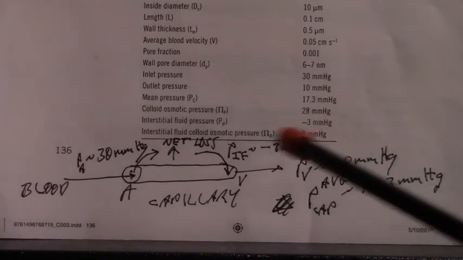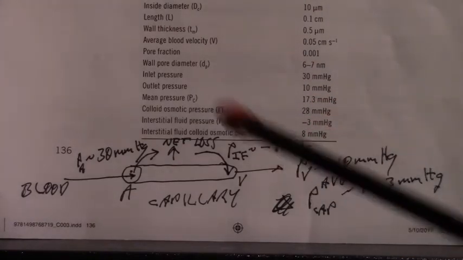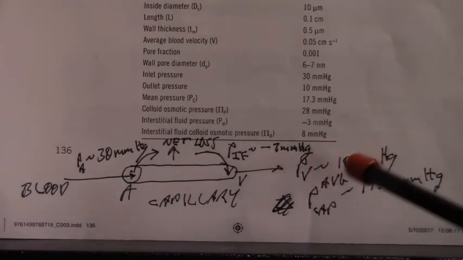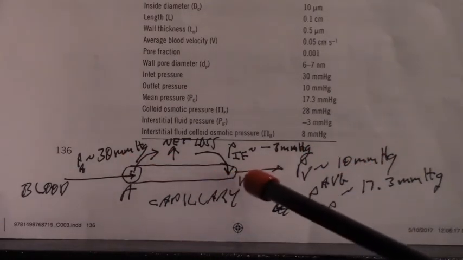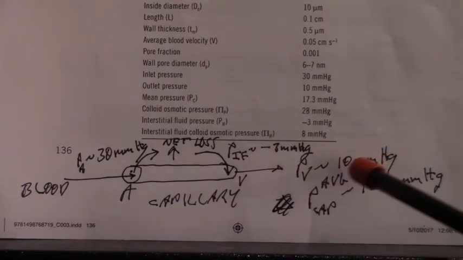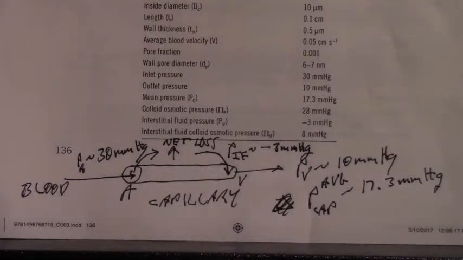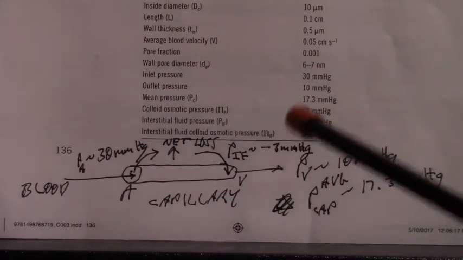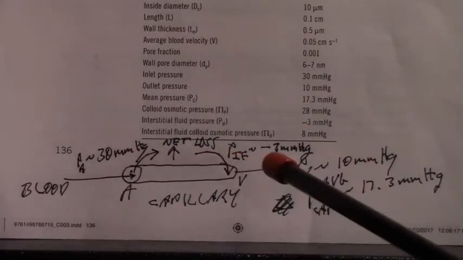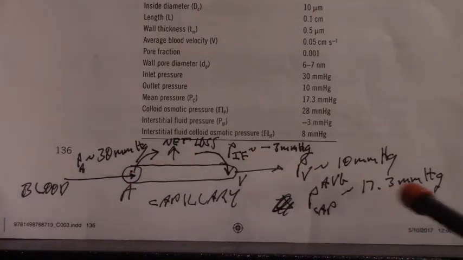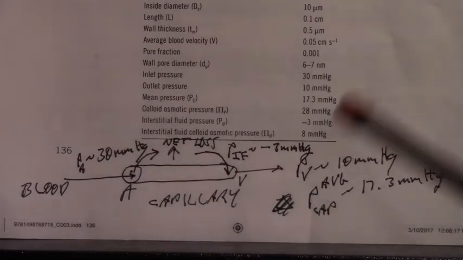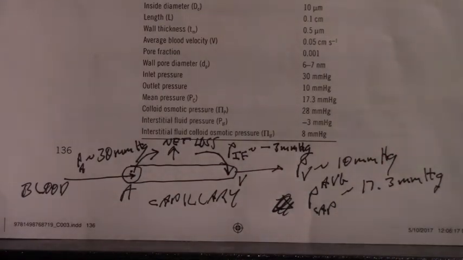Now, we also have to take into account the pressure drop through the capillary, and that's what I call P sub V over here. By the time the blood gets to the end of the capillary, its pressure has dropped to about 10 millimeters of mercury. If you average the inlet pressure and the outlet pressure, the average pressure turns out to be about 17.3 millimeters of mercury inside of the capillary. So that's the average pressure of the blood in a capillary.